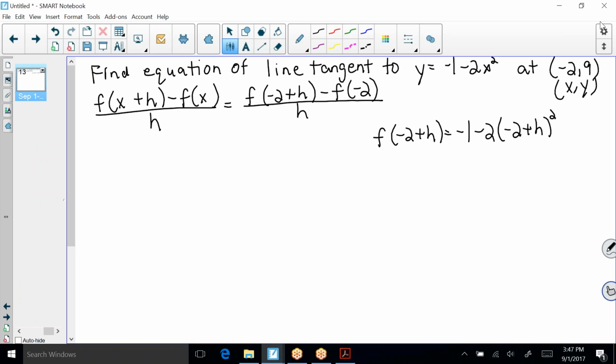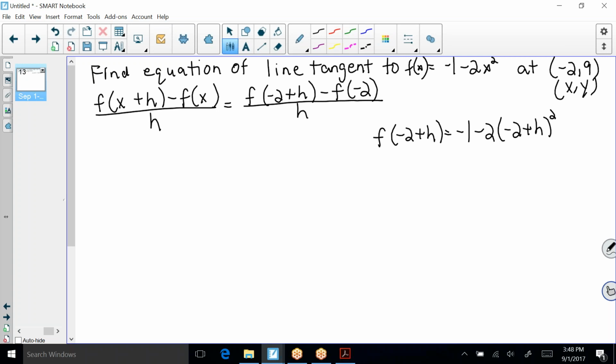All right, I just got this problem started so you can follow along and check your work for what you have done so far. So here's our equation. This is our f of x, and I could write this as f of x instead of writing it as y. And we have that's negative 1 minus 2x squared, and we're looking at that specific point negative 2 comma 9. So that's our x and our y value.